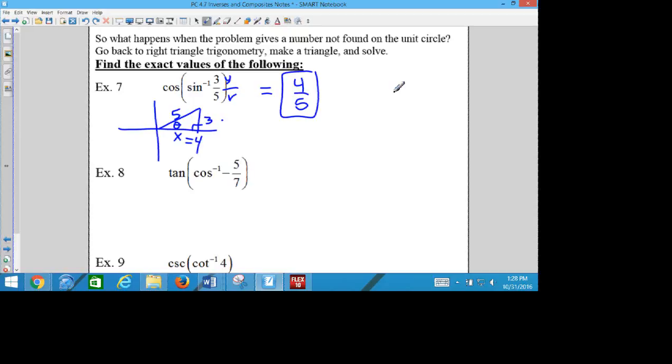So example 8. We need to know where cosine is negative 5 over 7. So where's cosine negative? Which quadrant? Quadrant 2. So I'm going to draw a triangle that has my x value being negative 5 and my r value being 7. And then I'm going to find tangent at that same place. Tangent is y over x. So I have to know y. How do I find y?